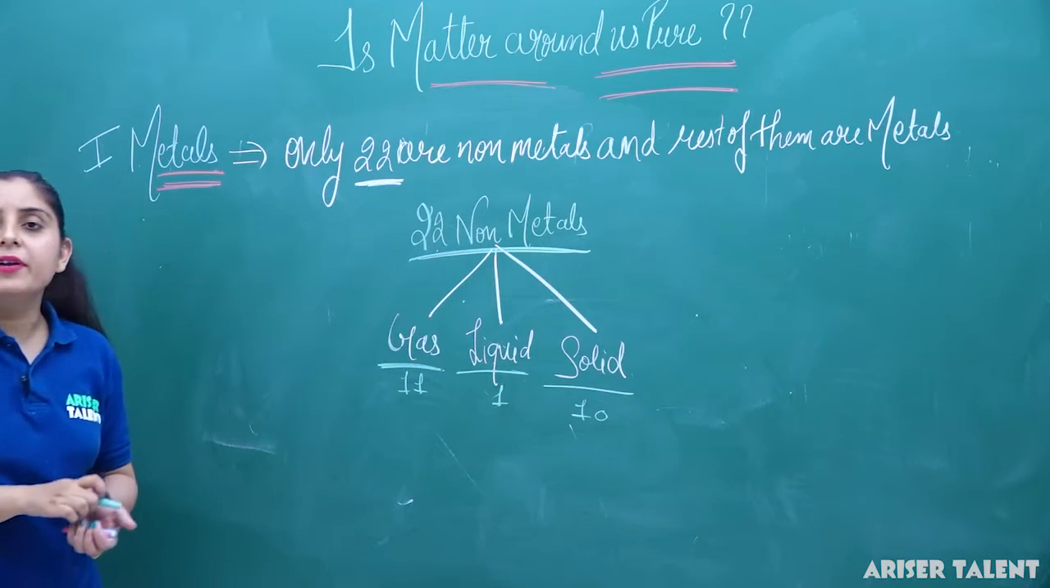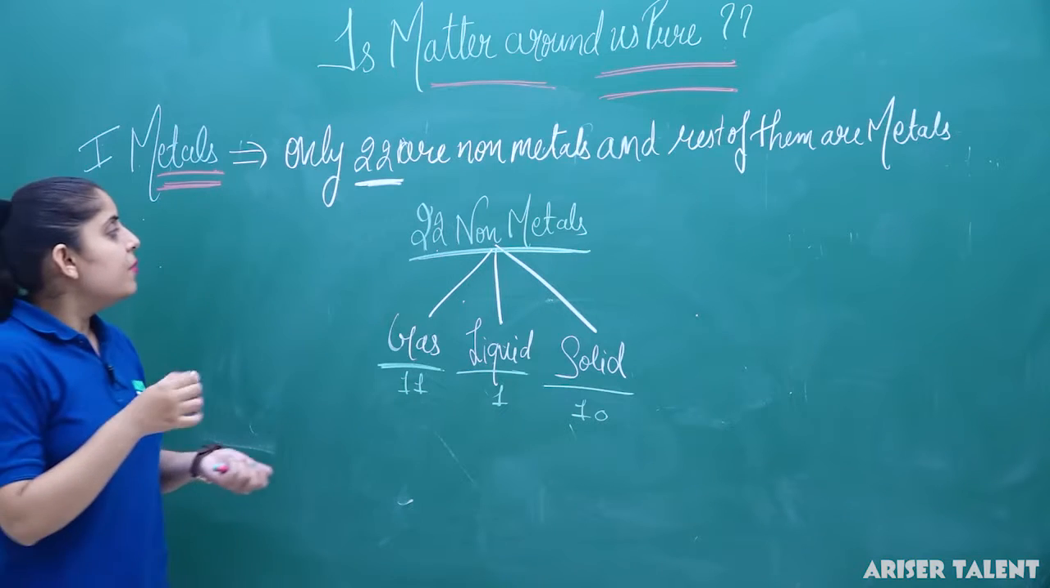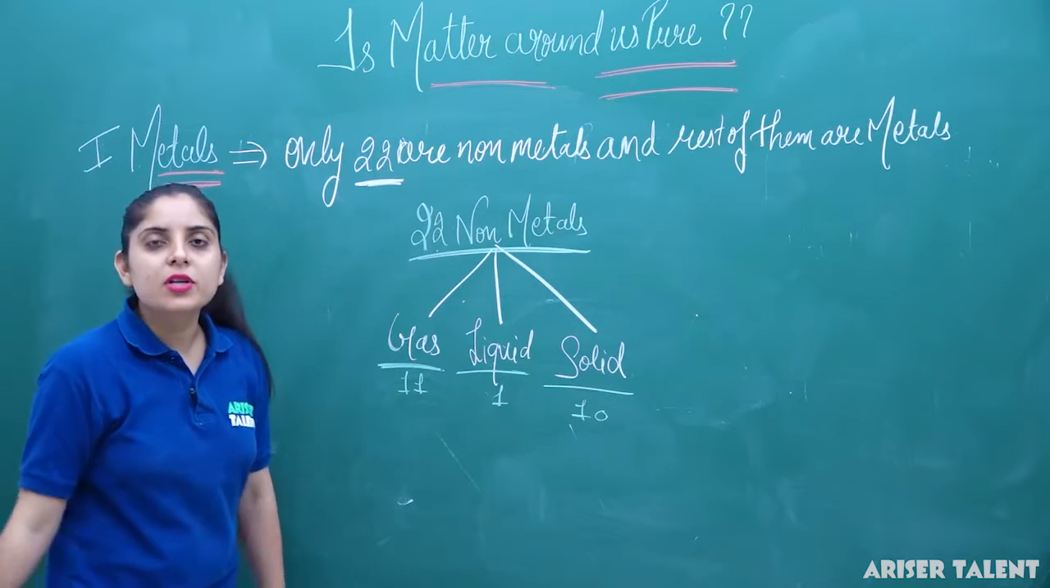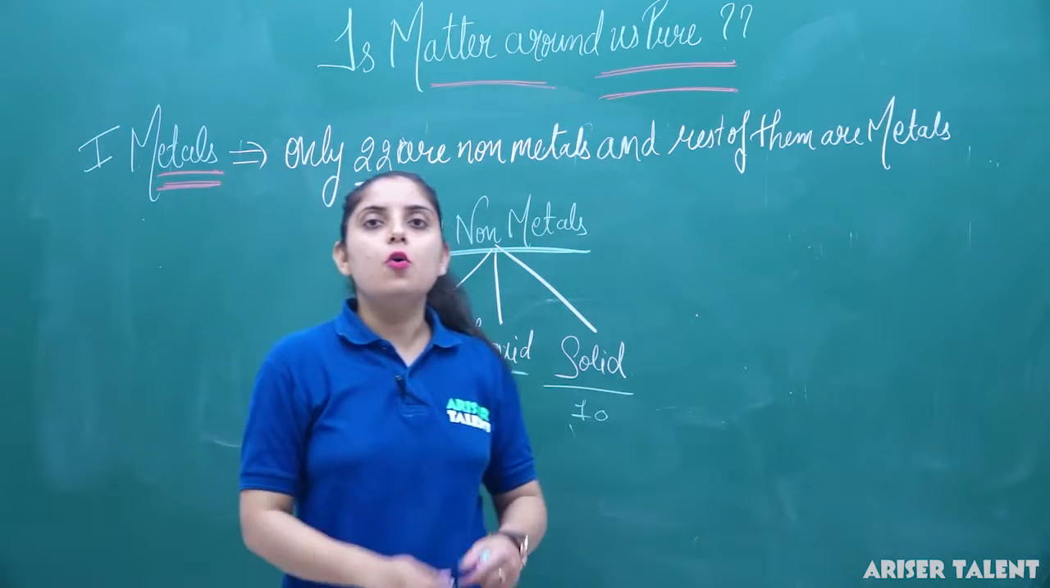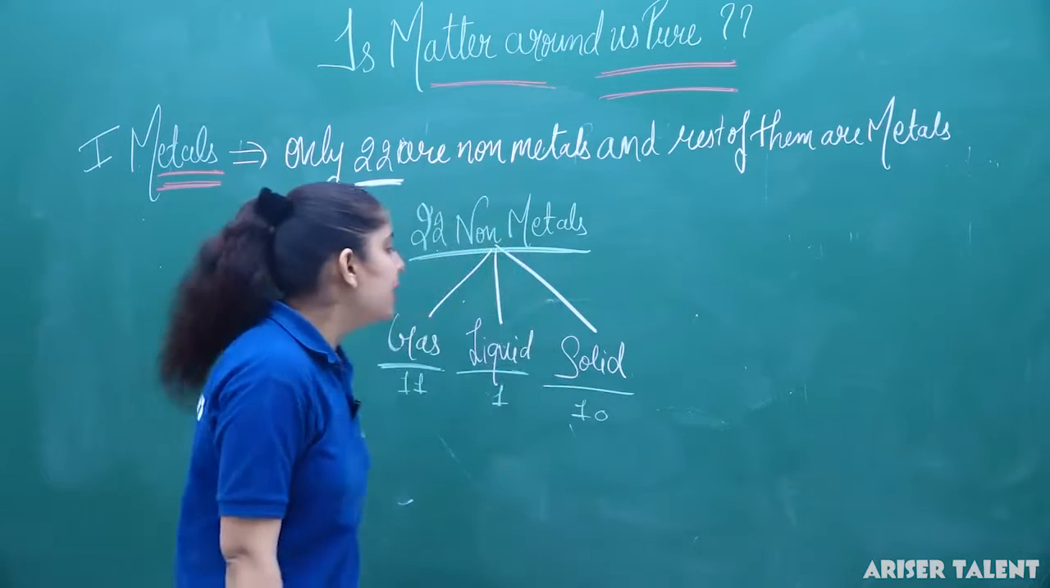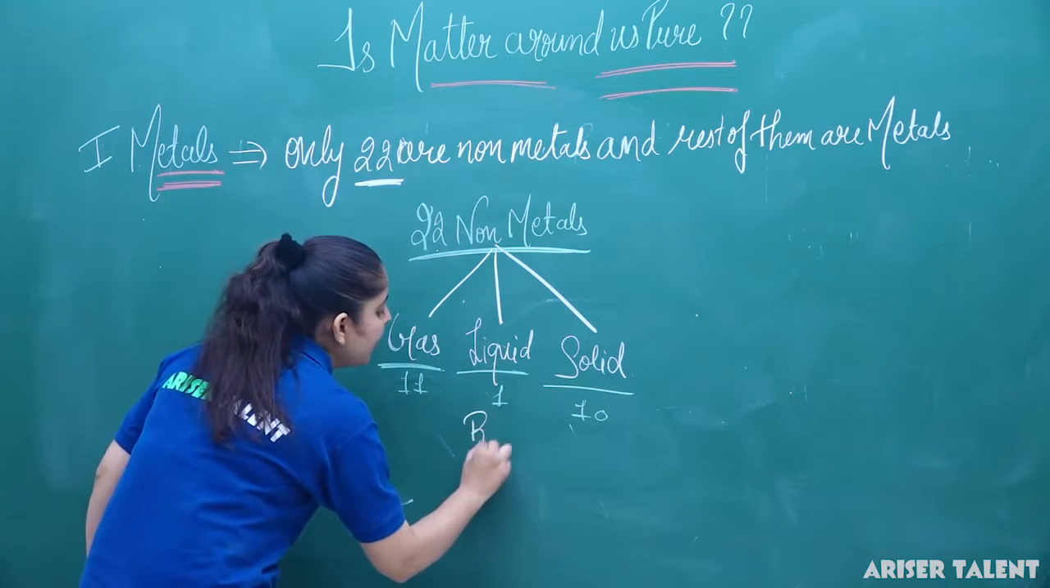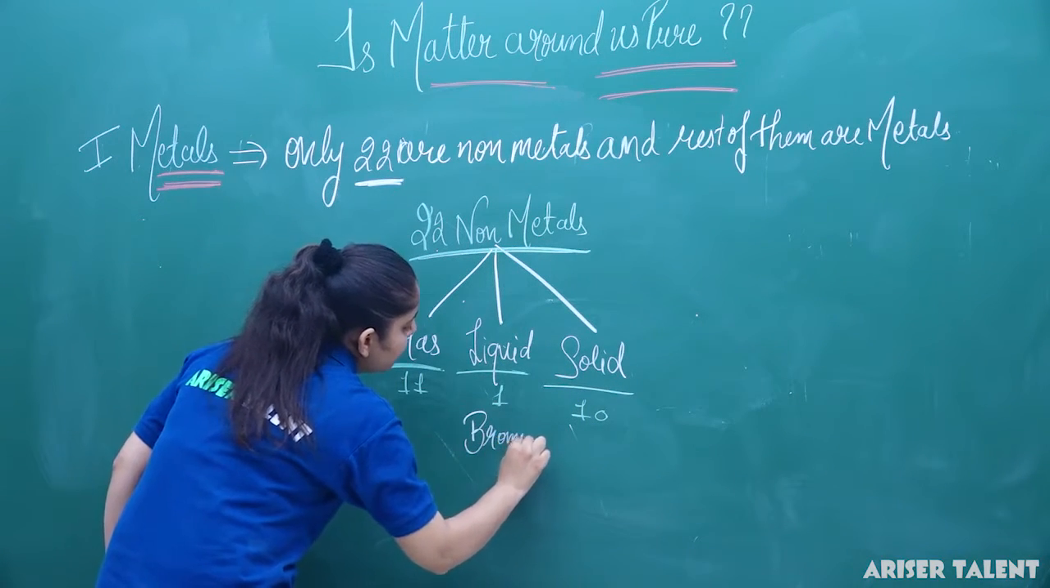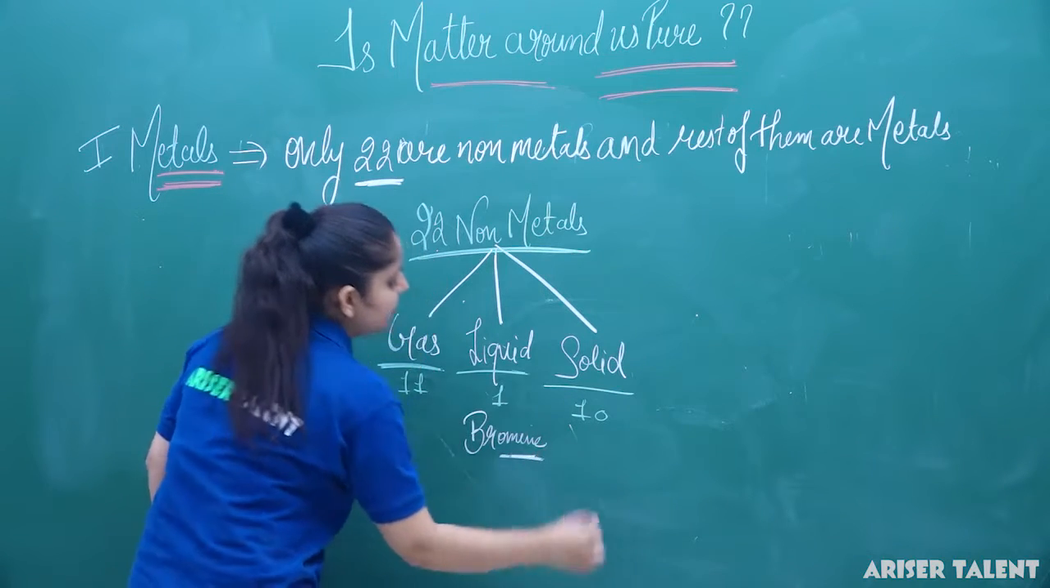Now, which is the liquid non-metal we have available? Mostly this question is asked in the exam: which is the only liquid non-metal? The answer here will be bromine. So, bromine is a non-metal which occurs in the liquid state.